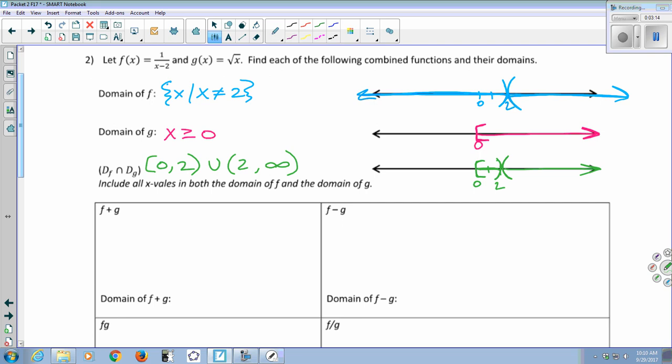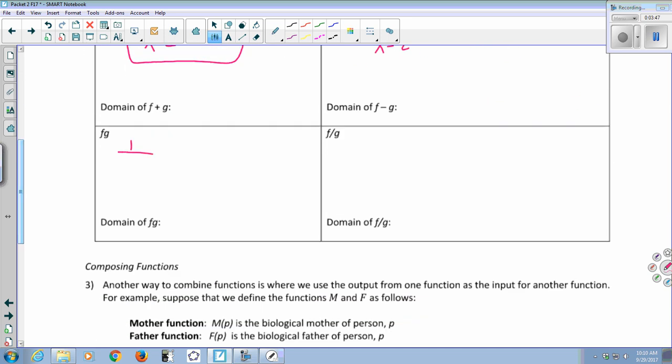Okay, so now I'm supposed to add f plus g. So you just add the formulas. F of x formula plus g of x formula, 1 over x minus 2 plus the square root of x. And you could try to get a common denominator and add those together, but it's not worth the effort. F minus g is going to be 1 over x minus 2 minus the square root of x. F times g is 1 over x minus 2 times the square root of x.